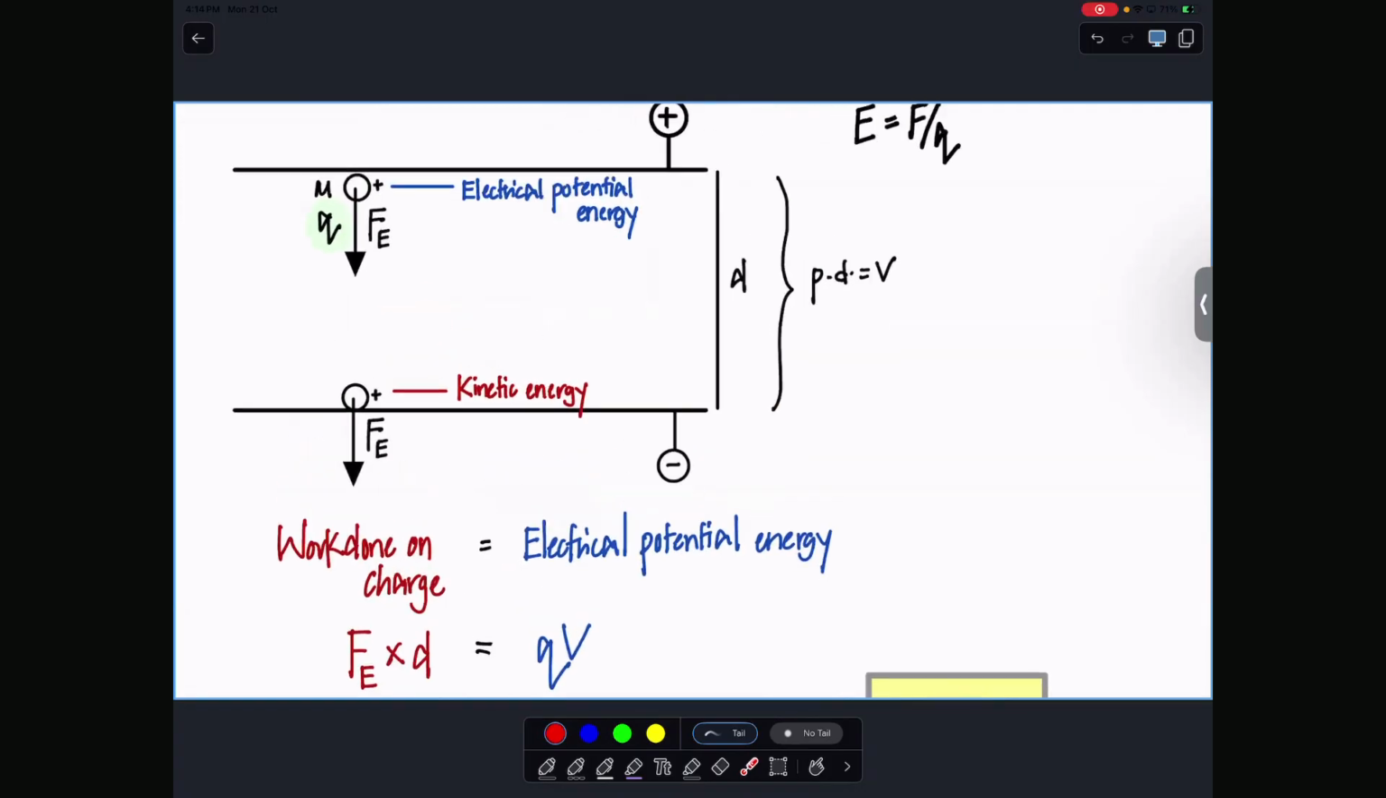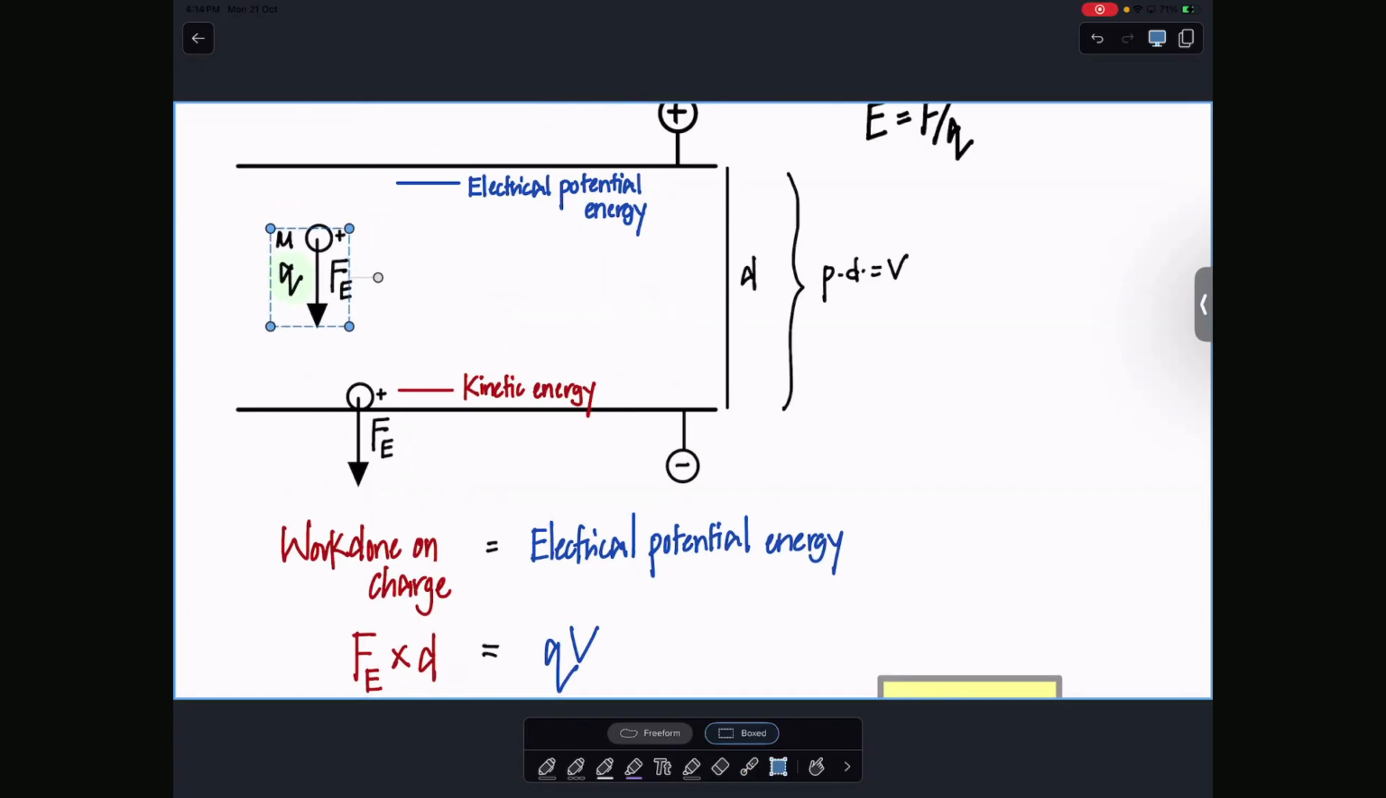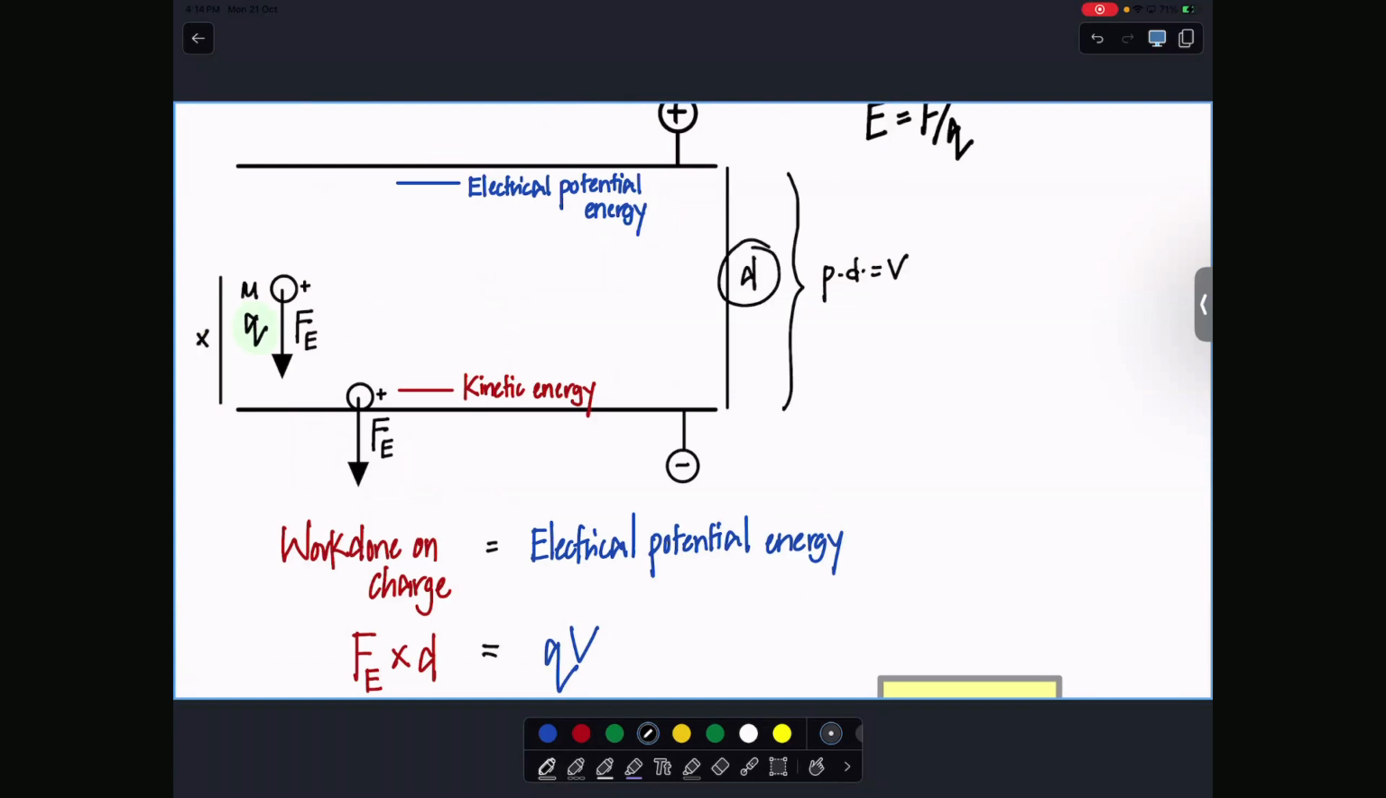What they'll do is tell you that there's a charge somewhere here and it's going somewhere there, and they'll give you two distances in your exam. They'll provide you with this X, and they'll also provide you with D. Which one would you always use? D. You always use the distance between the plates. It doesn't matter where your charge is, because the field is due to what? The plate position, not the charge position.